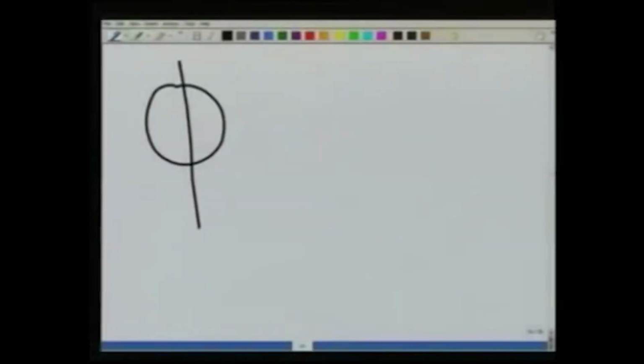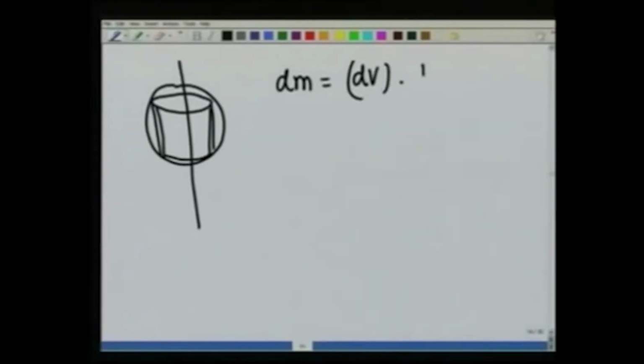As last example, let us do a sphere about one of its diameters. For this, what I am going to do is take a cylindrical shell around the diameter, so that the mass of this cylindrical shell is going to be its volume, let us call it dV, times the density, which is going to be m over 4 pi by 3 R cubed.